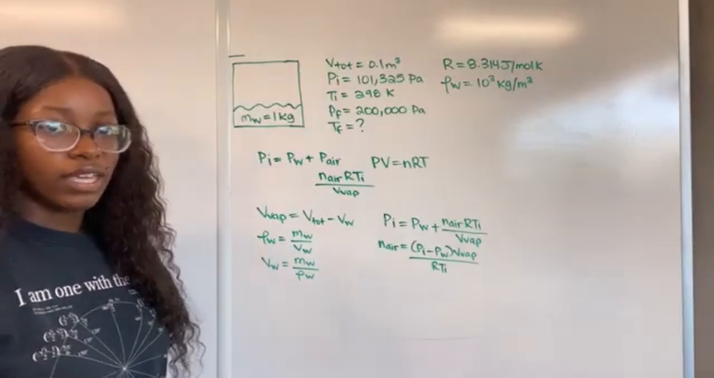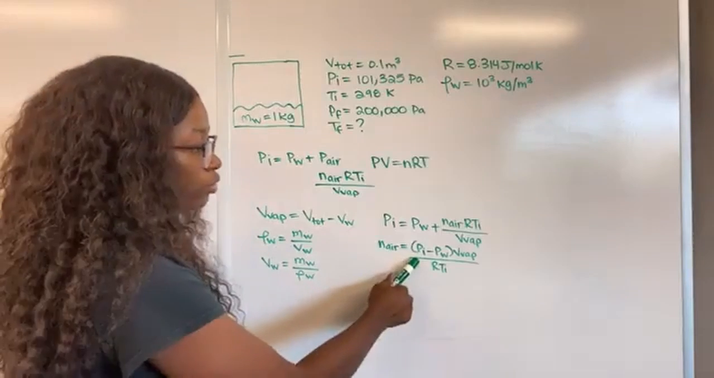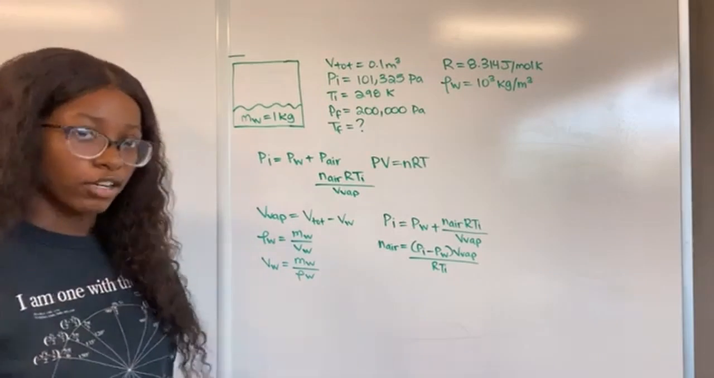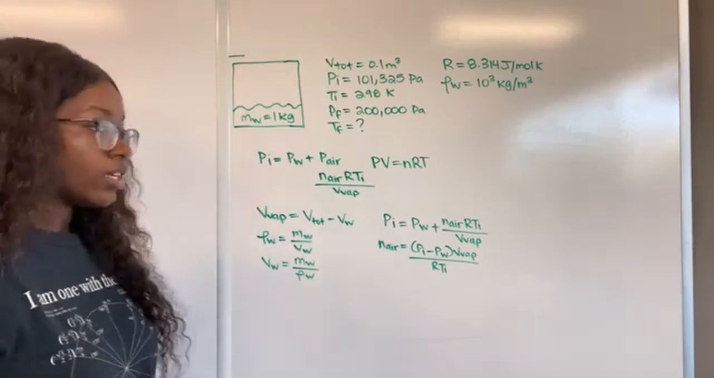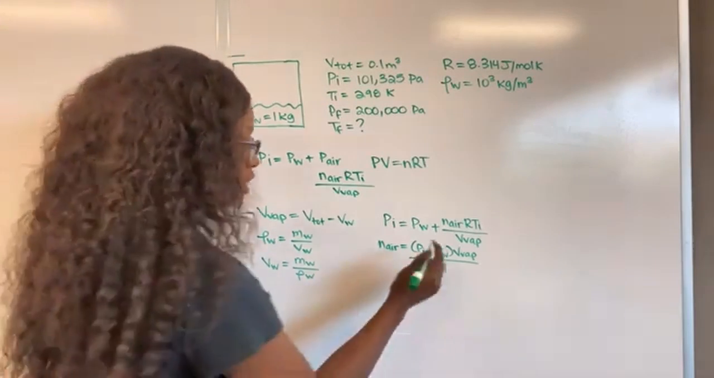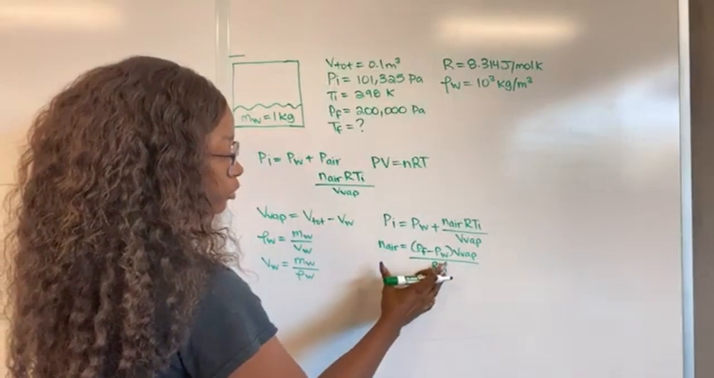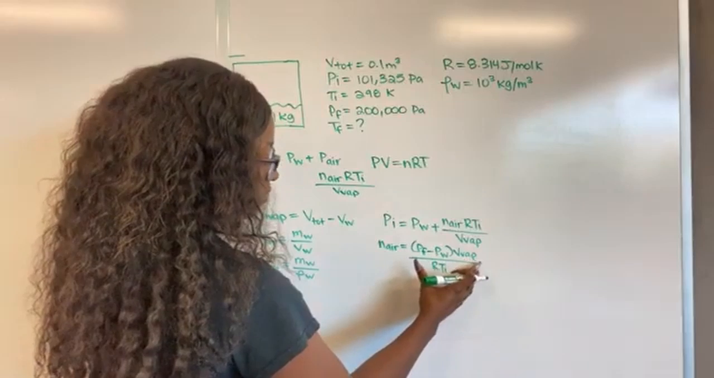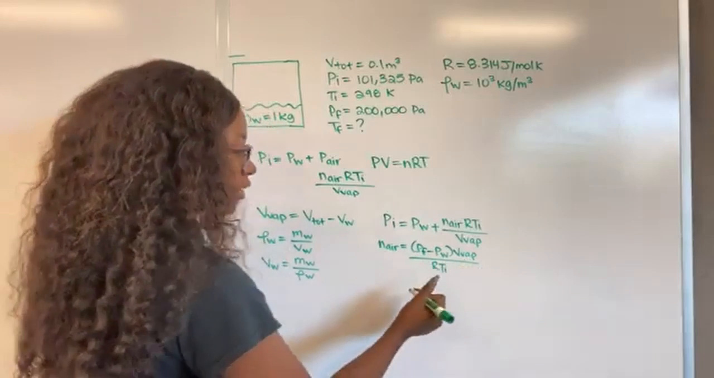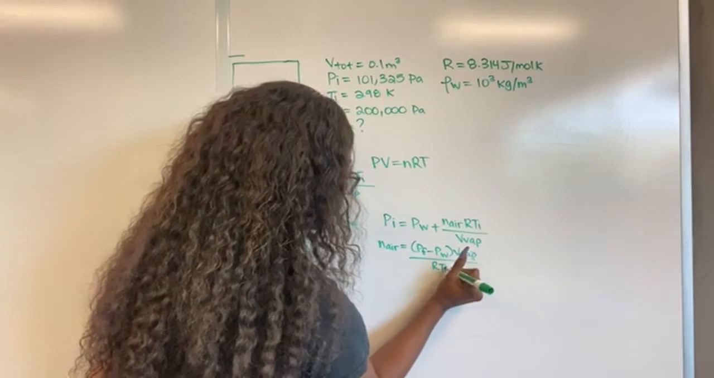But as I said, our final pressure equation is pretty much identical to our initial pressure equation. But all we have to do is swap out the initial pressure and temperature variables for the final pressure and temperature variables. So we can rewrite this equation as the final pressure minus the partial pressure of water times the volume of the vapor phase divided by the ideal gas constant times our final temperature.